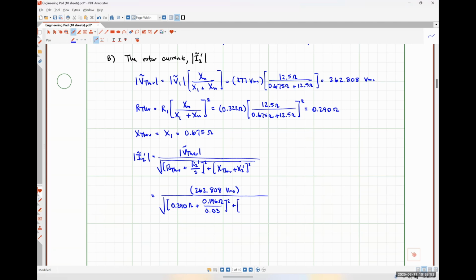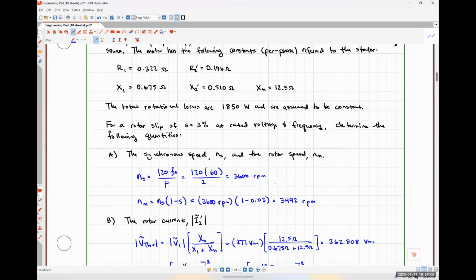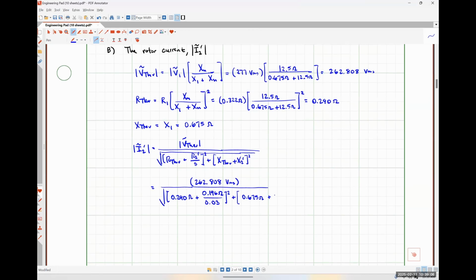Then I have my x dev, which is just x1, so 0.675 ohms, plus my x2 prime, scroll up for that guy, that was 0.510 ohms. Square that thing. Once again, all of this goes underneath a square root. And when I calculated this, I got 37.948 amps RMS.